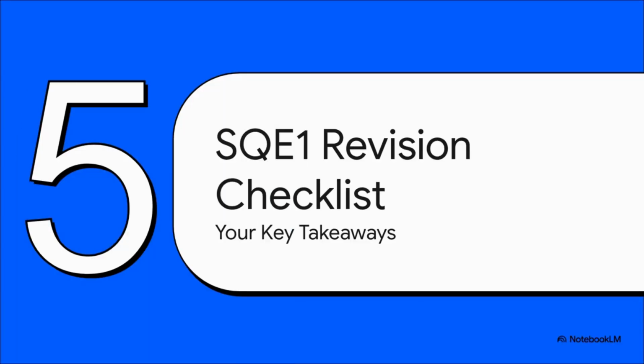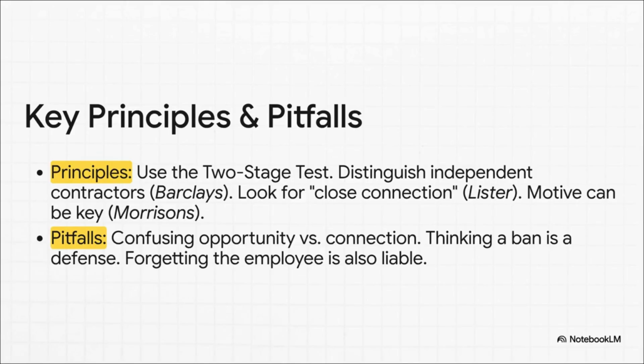Excellent work. Right. Let's wrap this all up and distill it down into a final high-impact checklist for your revision notes. This is the stuff you absolutely have to remember. Okay, so here are your key takeaways. 1. Always, always use the two-stage test. For stage 1, it's all about Barclays and that independent contractor rule. For stage 2, remember the close connection test from Lister, and then think about the nuances from cases like Limpus and the two Morrisons decisions.